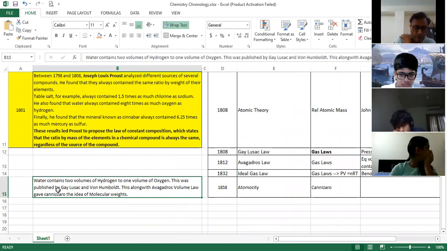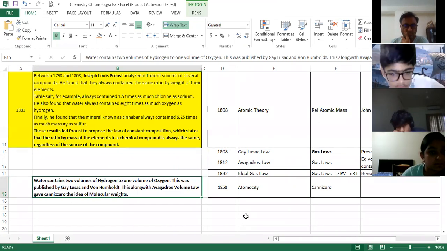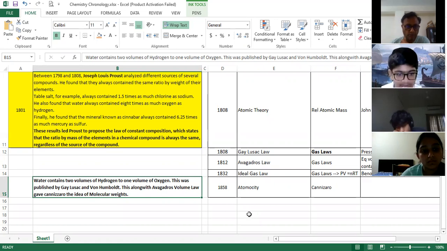I want someone to read this. Can you please read this one? Water contains 2 volumes of hydrogen to 1 volume of oxygen. This was published by Gay-Lussac and von Humboldt. This along with Avogadro's volume law gave Cannizzaro the idea of molecular weights. Don't worry about the last part which I said.